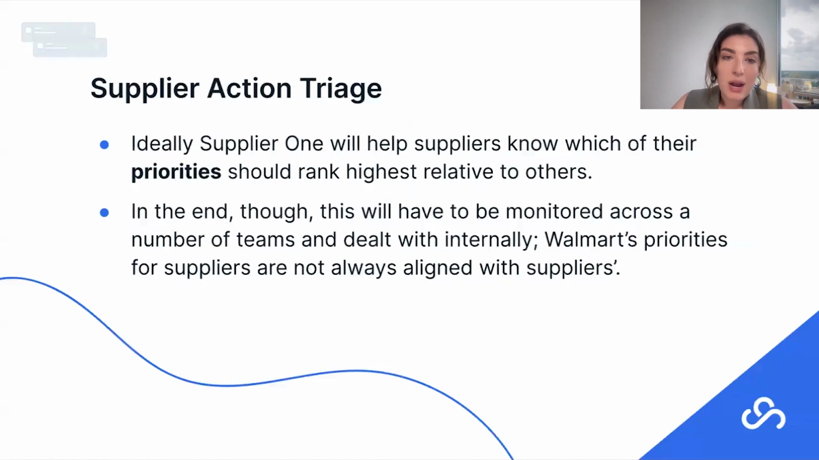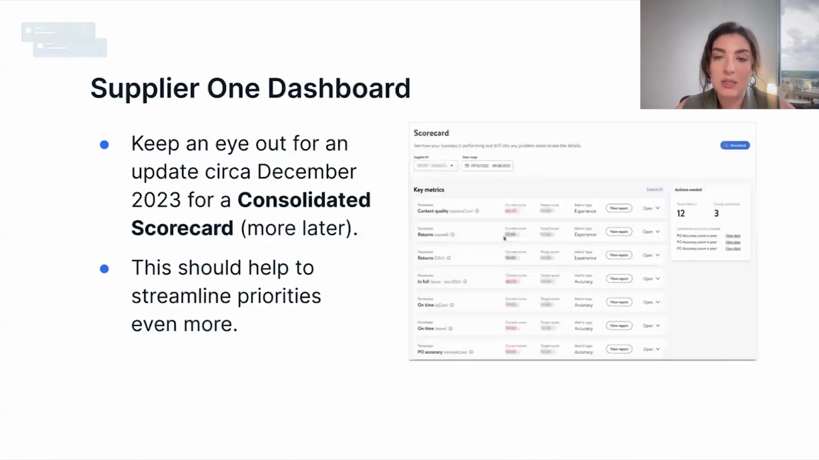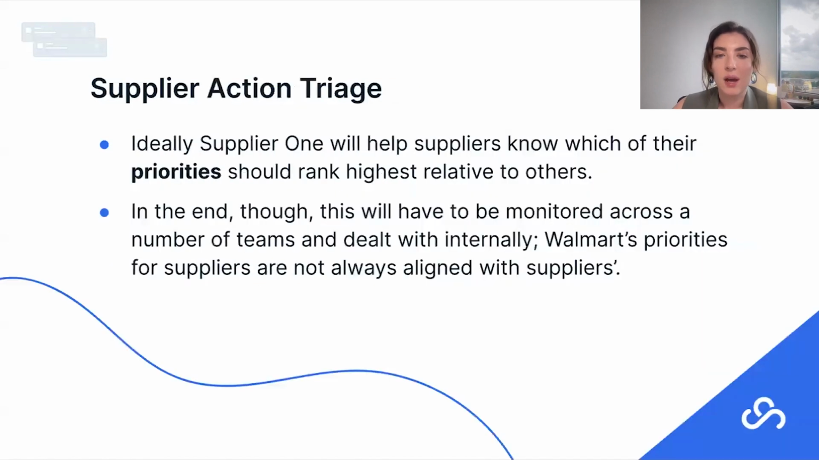All right, so the supplier action triage. Ideally, Supplier One wants to help suppliers know what their priorities are. Especially if you look back at this particular page, you can see that current score section and the target score. So this one's in red. So I assume that whatever the score is, it's quite under the target score. That's a signal that Walmart is trying to give suppliers to say this should be a priority. And then you can also talk with your other teams and make that priority yourself, but it's built into the actual scorecard. But in the end, it's going to have to be monitored across teams.